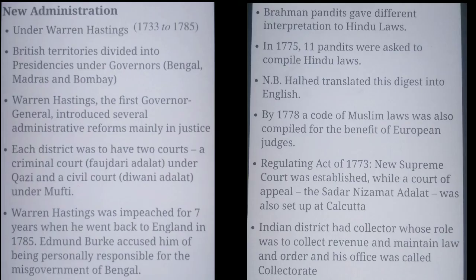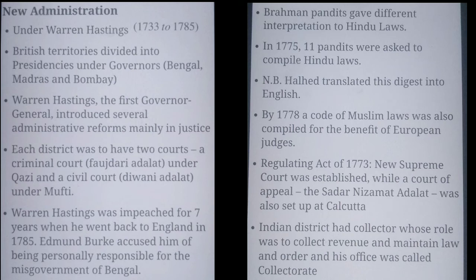The next topic that we are going to see is the new administration which took place under Warren Hastings from 1773 to 1785. The British territories were divided into presidencies under governors: Bengal, Madras and Bombay. Warren Hastings, the first Governor General, introduced several administrative reforms mainly in justice. Each district had two courts, a criminal court called Faujdari Adalat under a Qazi and a civil court, Diwani Adalat, under a Mufti. Brahmin Pandits gave different interpretations of Hindu laws.